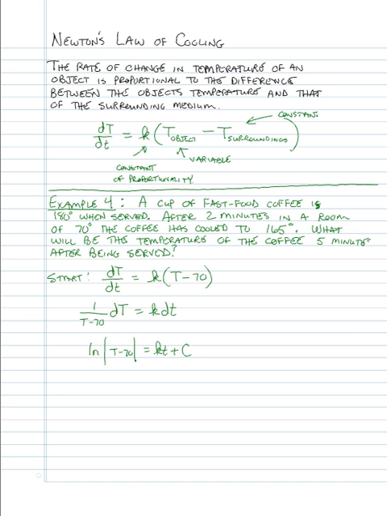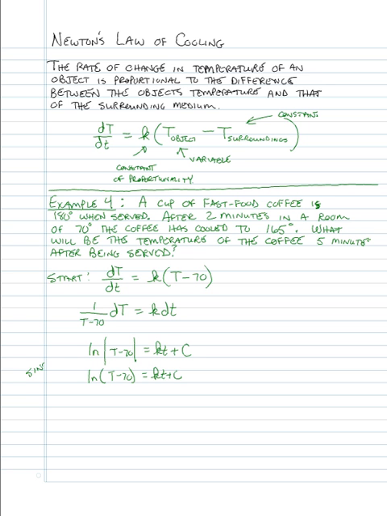Now, the coffee is cooling, but it's never going to be cooler than the room temperature. So T minus 70 is positive, isn't it? So we could actually just write this as the natural log of T minus 70, and we don't really have any use for those absolute values in this case.